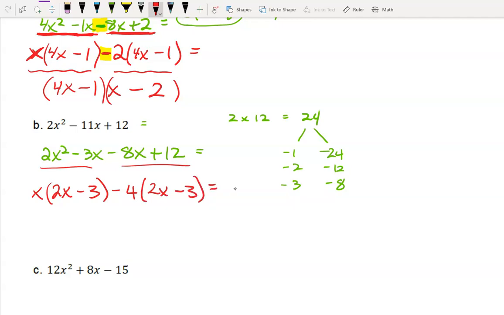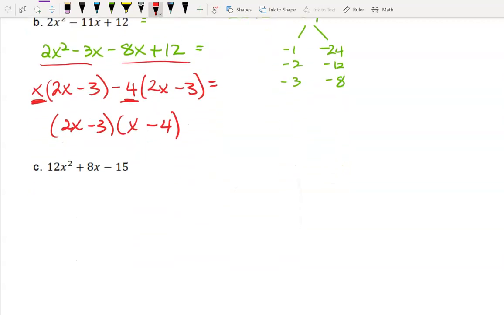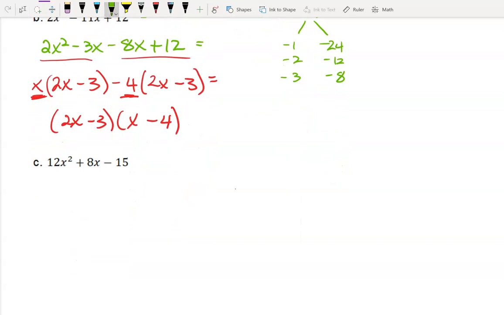Okay? By the way, if you don't see anything in common here, it can't be factored. Or you've made a mistake. What do you see that's in common? 2x minus 3. And what's left? X minus 4. Okay? You guys try the next one.